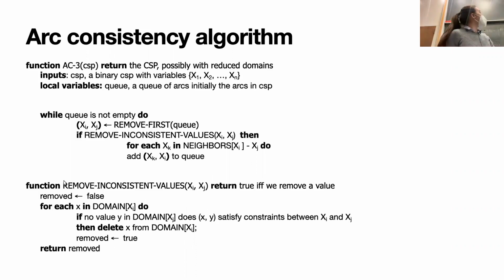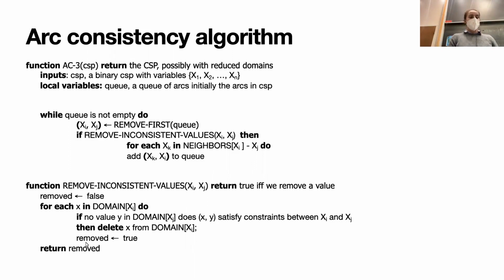What does remove inconsistent values do? Well, it returns true if we remove a value. How does that work? Initially we set removed to be equal to false. We are going to go through each element in the domain and see if there is a possible value for y. If there's no value in the domain that satisfies the constraints, then we delete it and we say, yes, we did remove an inconsistent value. Otherwise, we go through the whole thing and we say, it's fine, we didn't remove anything.